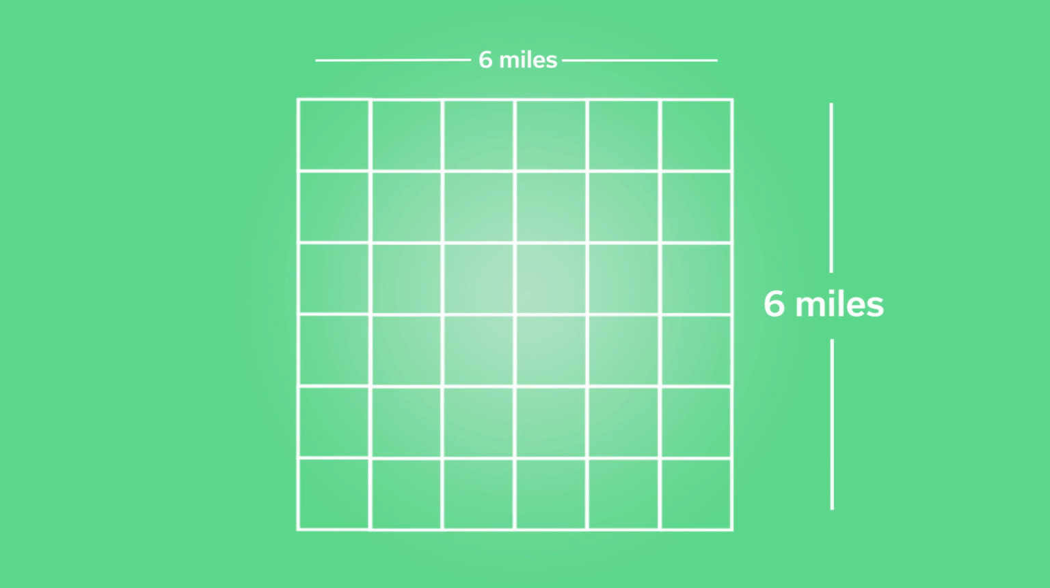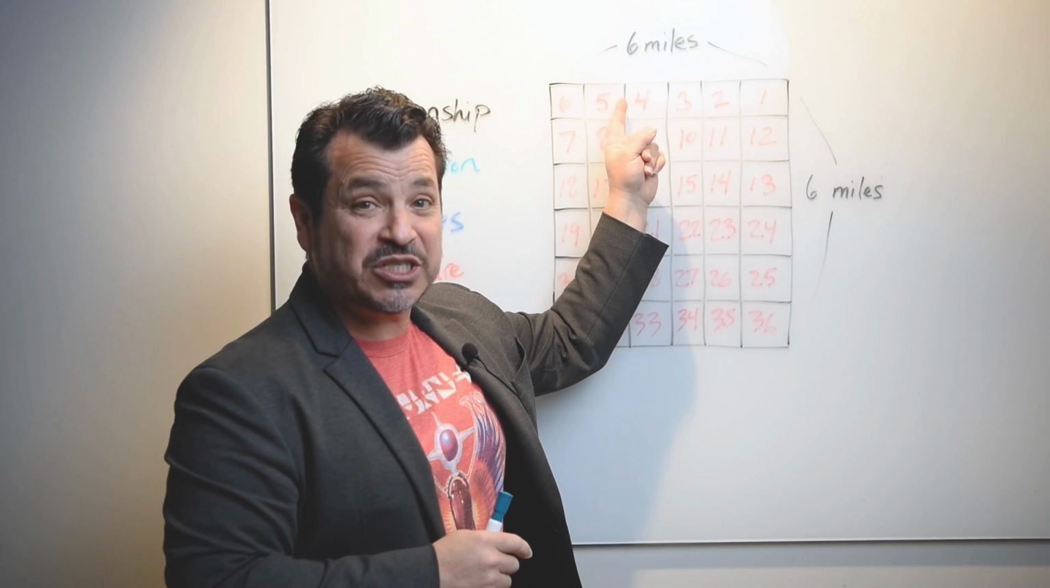Now let's talk about measurement. It's going to be 6 miles by 6 miles, which means each section is 1 mile by 1 mile. You got it? 1 square mile. Each one of these is 1 square mile. Each section is 1 square mile.